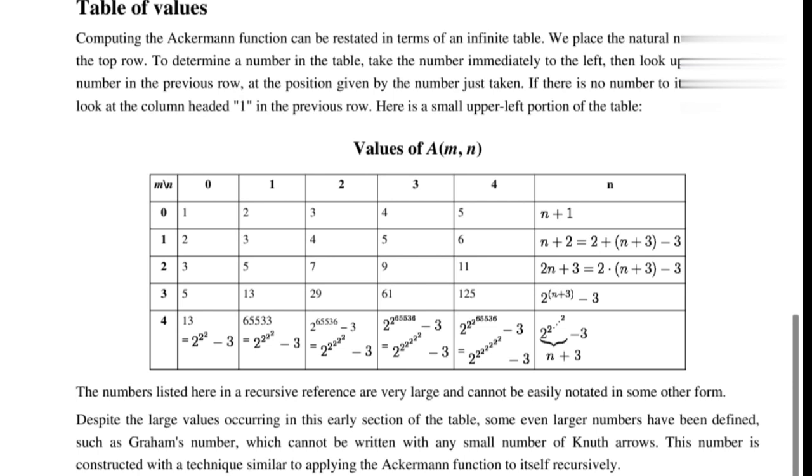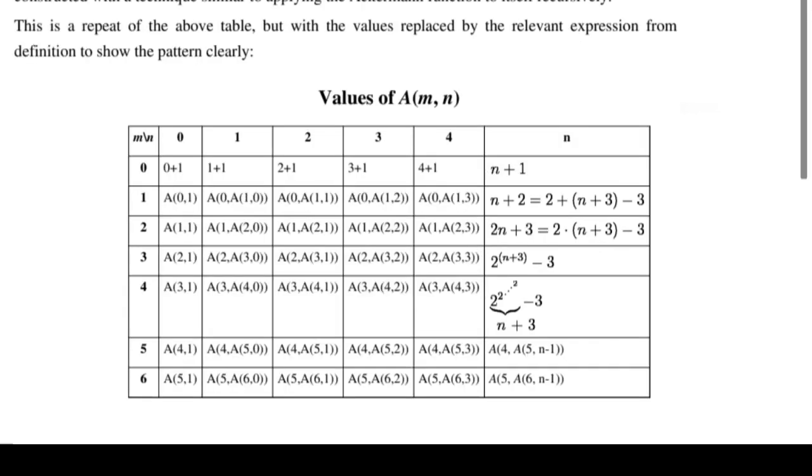The numbers listed here in a recursive reference are very large and cannot be easily notated in some other form. Despite the large values occurring in this early section of the table, some even larger numbers have been defined, such as Graham's number, which cannot be written with any small number of Knuth arrows. This number is constructed with a technique similar to applying the Ackermann function to itself recursively. This is a repeat of the above table but with the values replaced by the relevant expression from the function definition to show the pattern clearly.